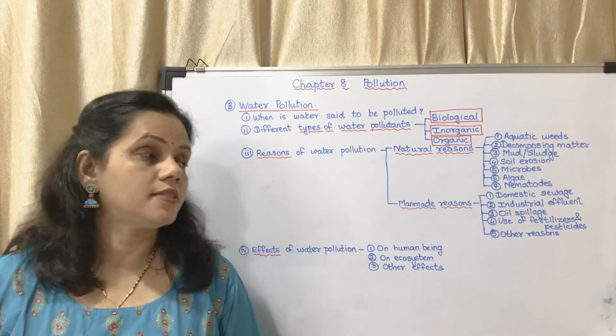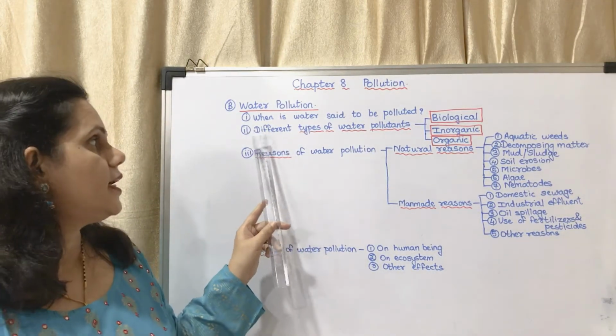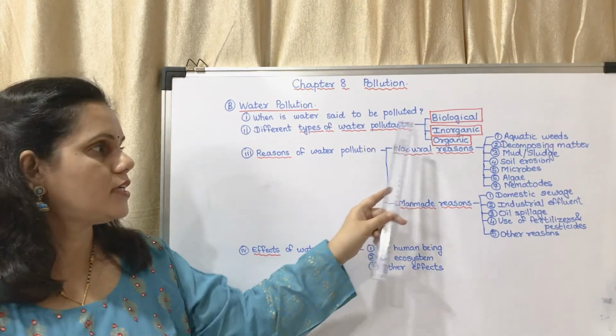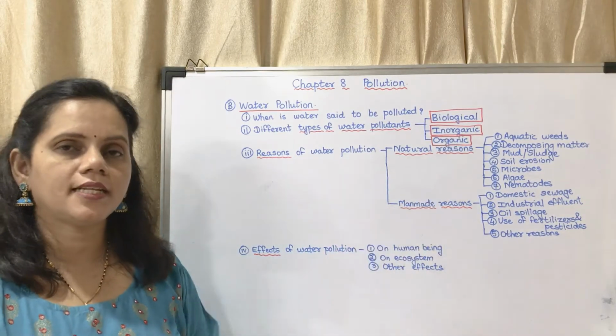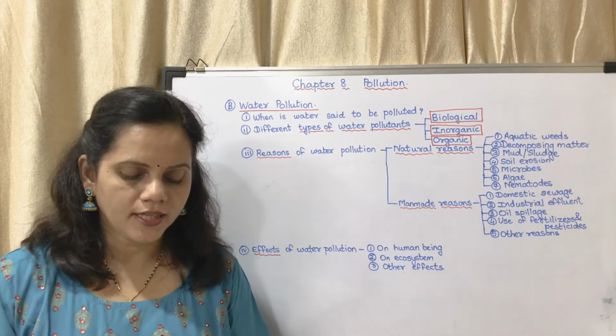Now the next part is the different types of water pollutants. What are the different types of water pollutants? There are biological pollutants, there are inorganic pollutants, and there are organic pollutants. Now we will see in detail what these are.